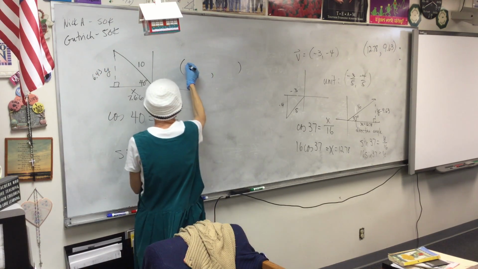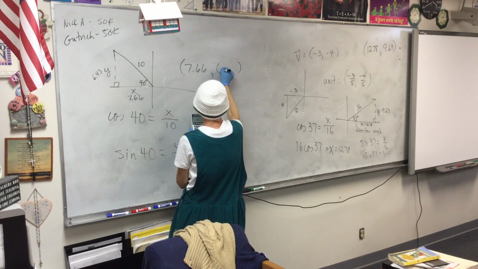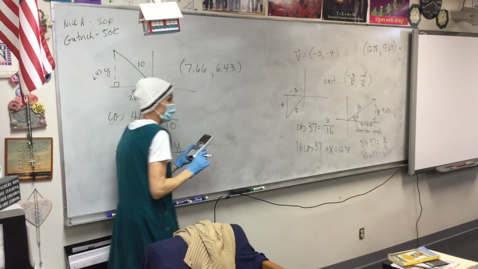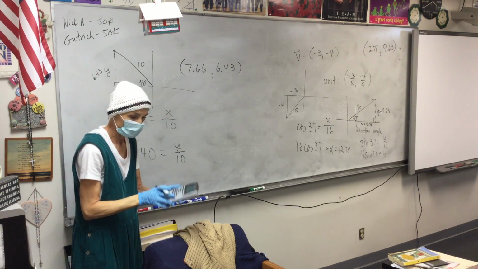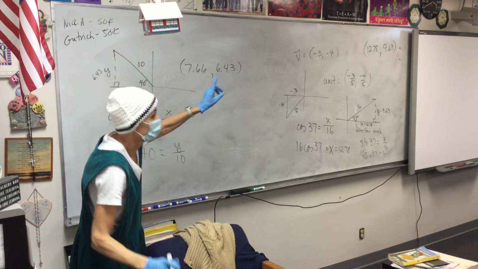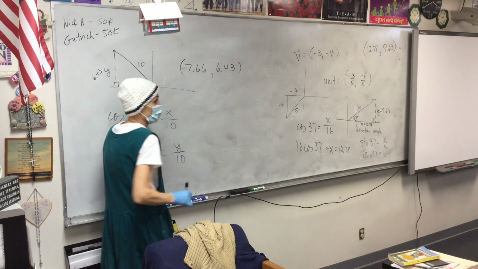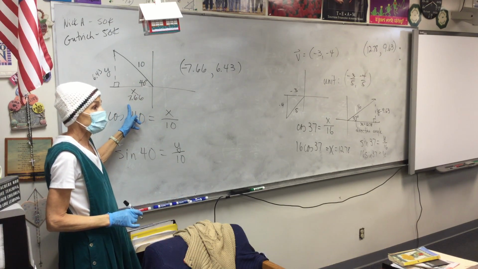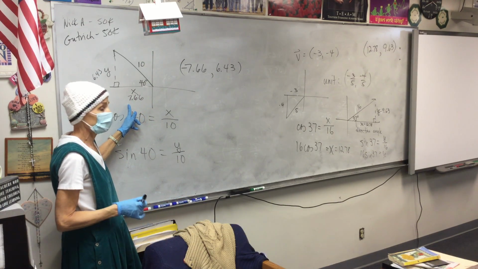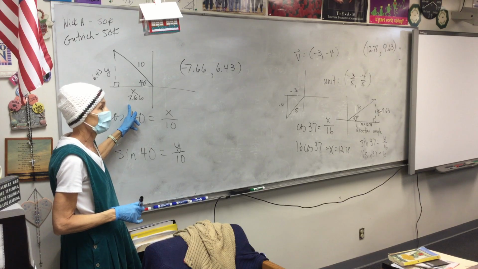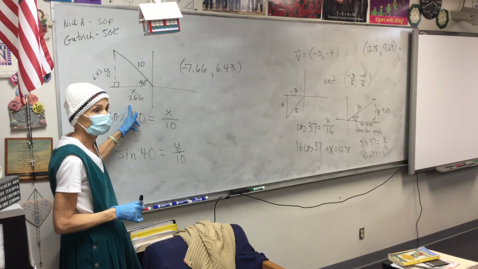Now, I want to talk about that because, like I said, this problem has a tricky piece to it. Anybody catch the tricky piece? Yeah, what's negative? Oh, 7.66 has to be negative. Why is that negative? It didn't come out negative. Because it's on the left side of the y-axis. Very good.